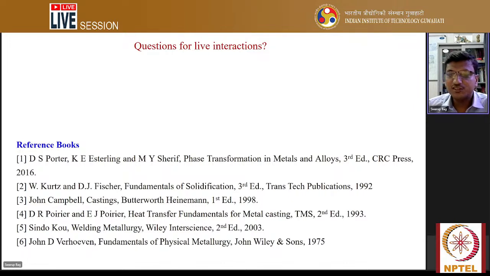So all 6 textbooks mentioned here cover different topics or different aspects of solidification processing. I believe that if you follow these class notes, to some extent your understanding, along with going into depth in these different reference books, will be more useful for a complete grasp of this course, solidification processing.